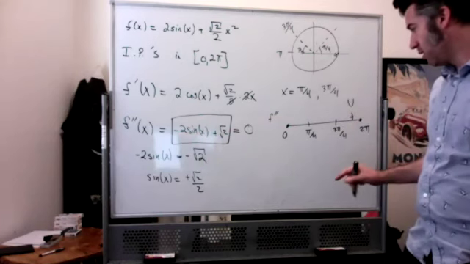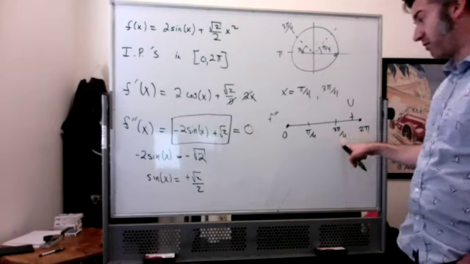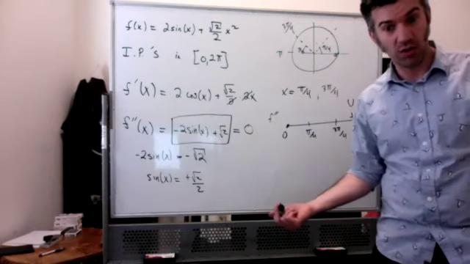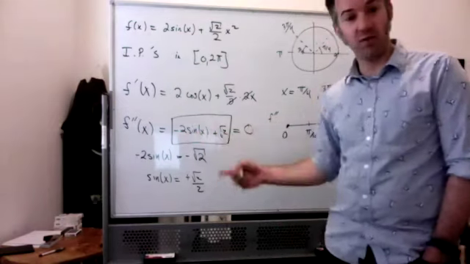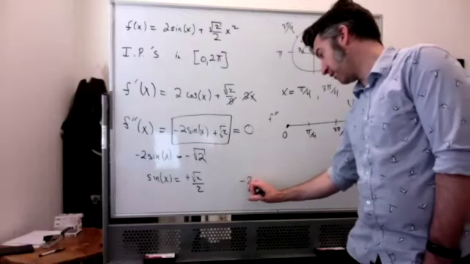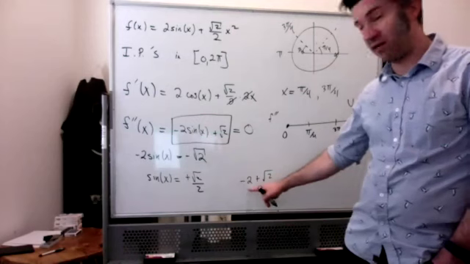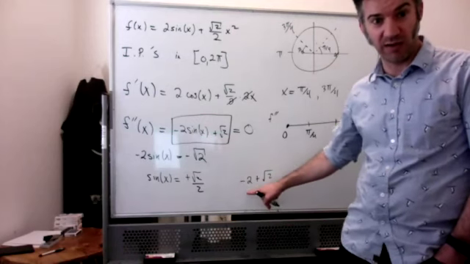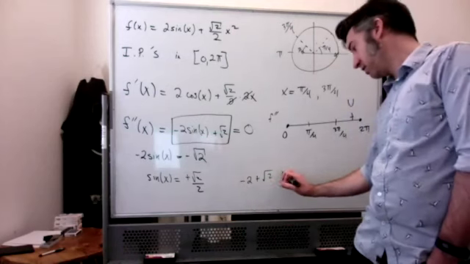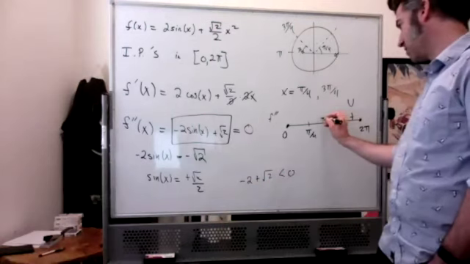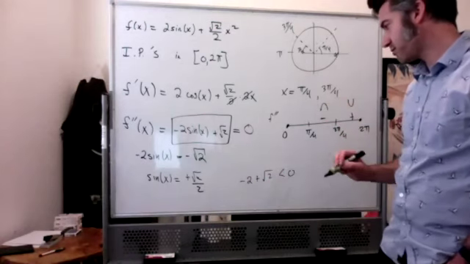Okay, something between pi over 4 and 3 pi over 4, I'm going to pick pi over 2. Sine of pi over 2 is 1. Negative 2 times 1 plus the square root of 2. Negative 2 is bigger than the square root of 2, so negative 2 is more negative than this is positive, so that's negative. So it's going to be negative, so it's going to be concave down.